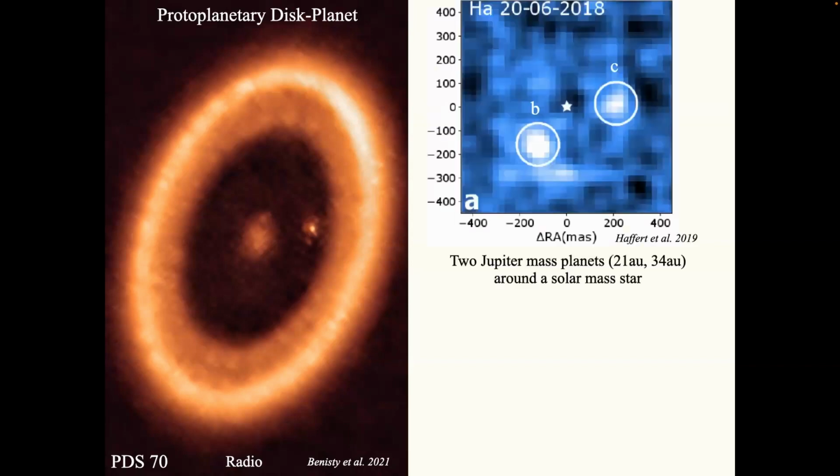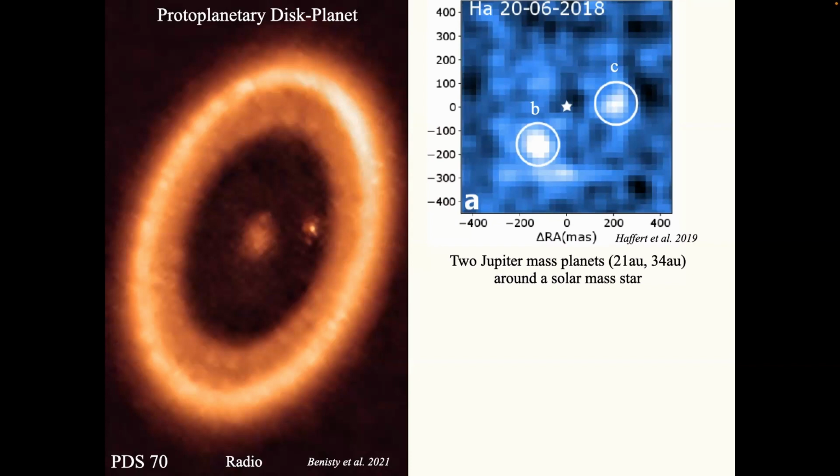And in this particular system, people have found two planets, B and C, in this cavity. And B and C are both Jupiter-mass planets. One is around 21 AU from the star, and another is around 34 AU from the star. So AU is the distance between the Earth and the sun. Okay. So we have two giant planets far away from the central star.